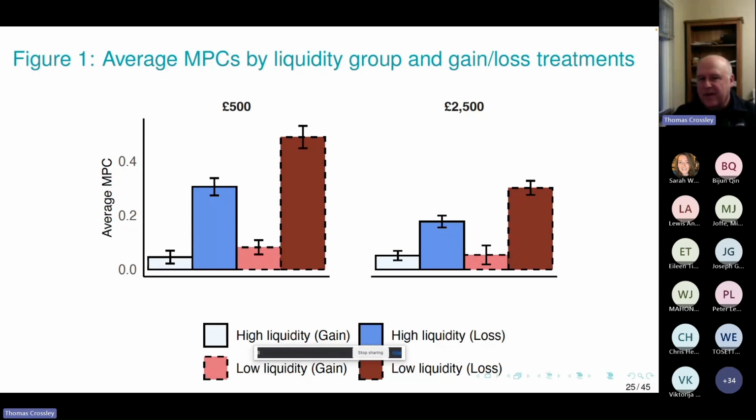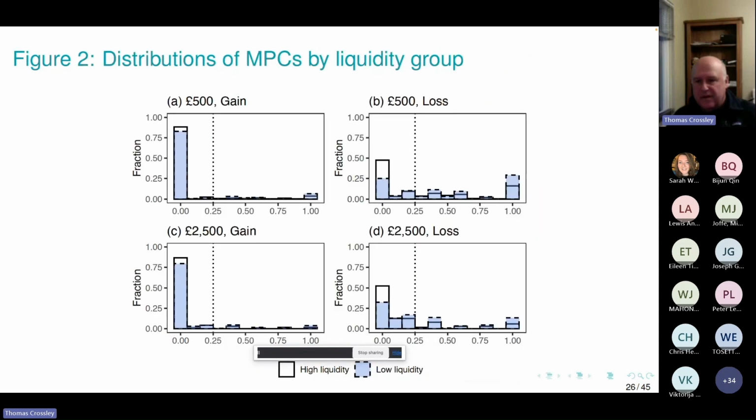So, theory would predict that MPCs should be close to 0 for the blue bars, and you can see that they're not, particularly in the loss scenario, and that MPCs should be close to 1 for the low liquidity or credit constrained consumers, and you can see that they're not, but of course there is a correlation with liquidity. And so all of that is consistent with the past literature and just confirms that the data that we collected replicates the puzzles that we want to try to explain.